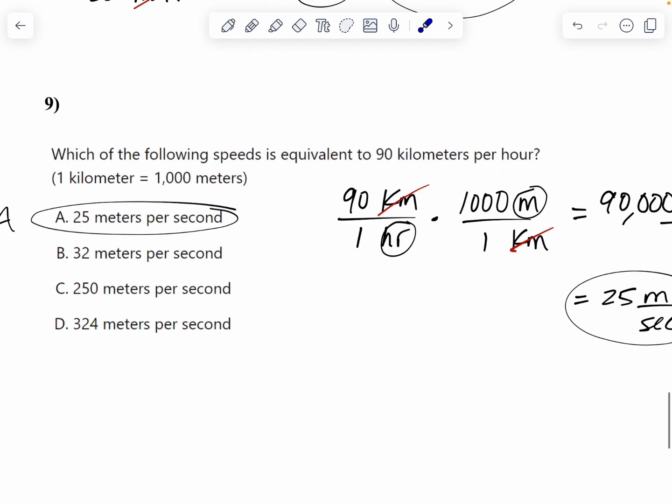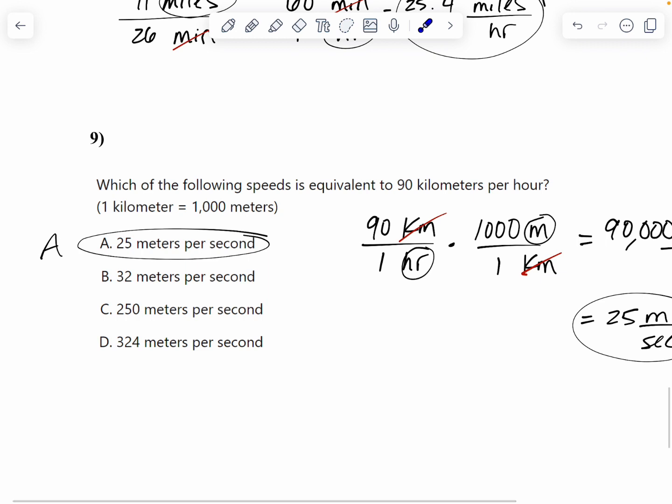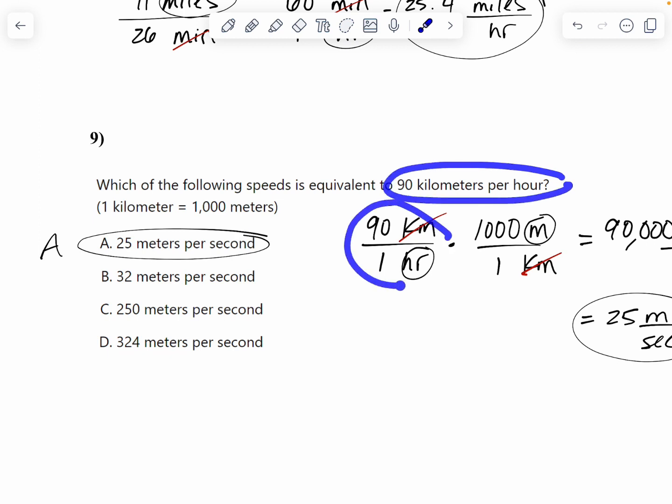Let's see, number 9. Which of the following is equivalent to 90 kilometers per hour? And we're given a conversion factor. So the first per thing gets written as a fraction. 90 kilometers per 1 hour. And I know that I can convert it into meters. Okay, cool. So I'm given this conversion factor. Do I put 1 over 1,000 or do I put 1,000 over 1? Because I want the kilometers to cancel, I'm putting 1,000 over 1. The 1,000 meters goes on top, the 1 kilometer goes on the bottom.